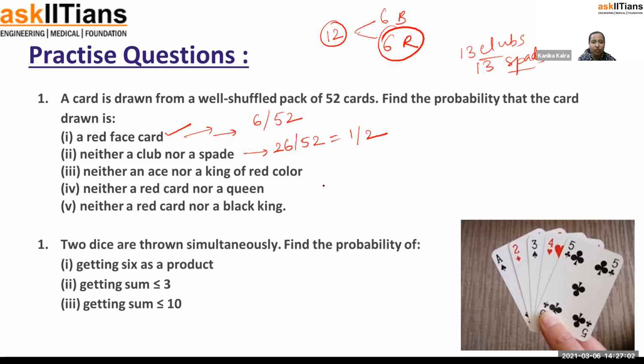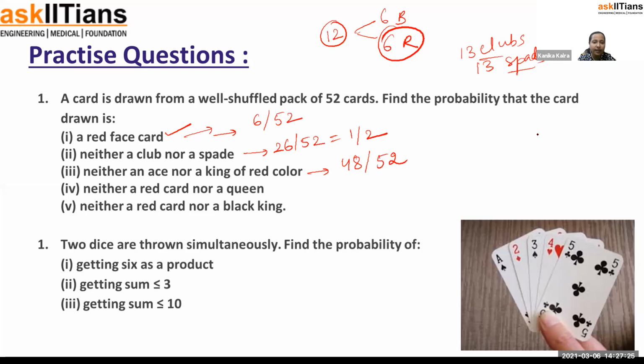Neither an ace nor a king of red color. So there are 2 red colored ace cards and 2 kings which are of red color. That means 4 cards are removed. So out of 52, 52 minus 4 would be 48. So 48 out of 52.